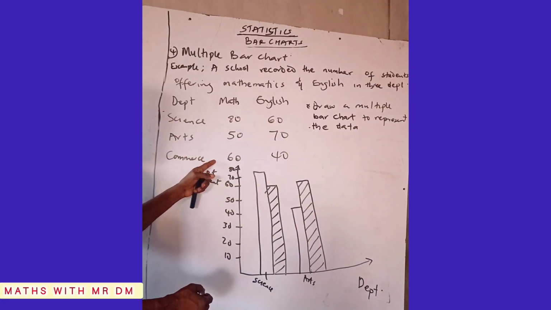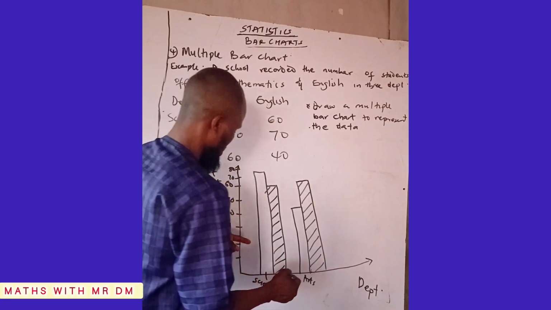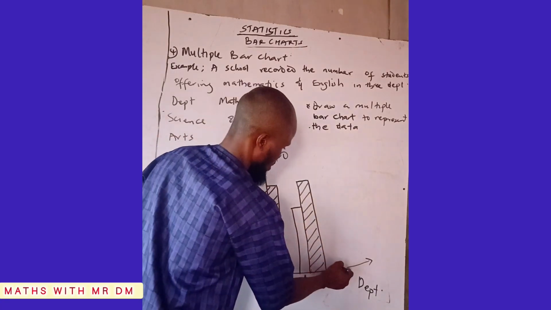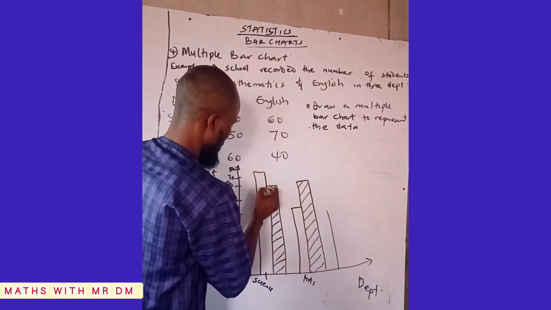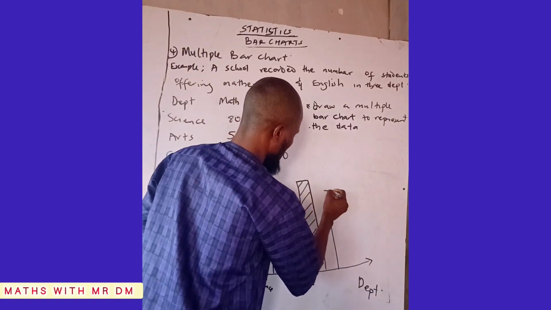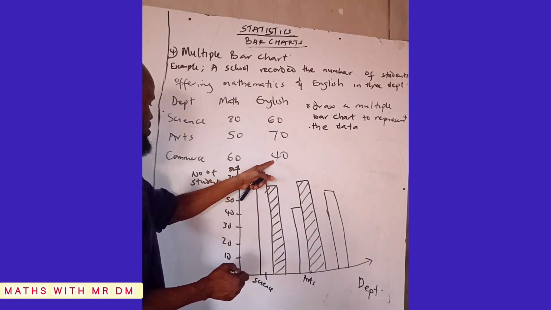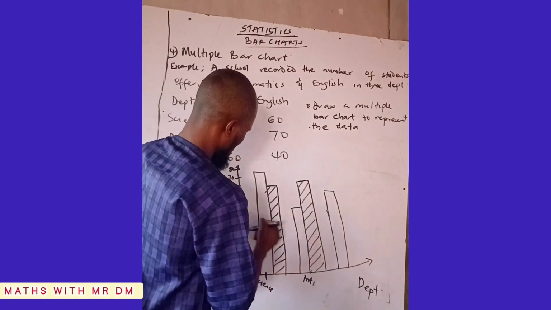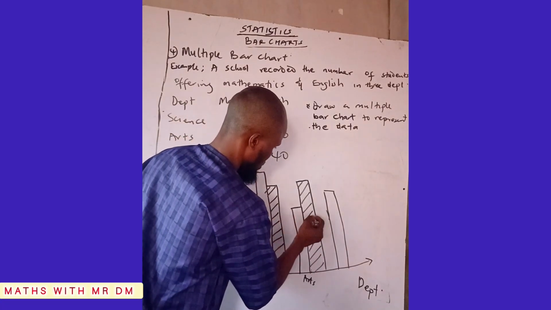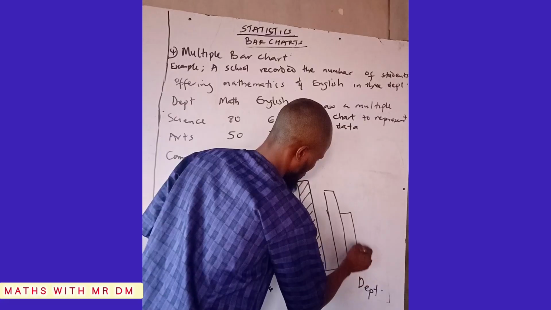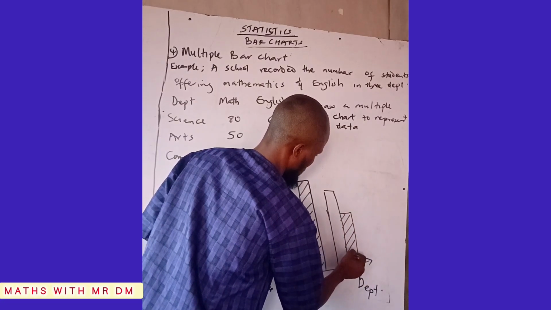And the last one is commerce. They have 60 students in mathematics. 60 is here. So we're going to go to where 60 is. So we're going to trace it. 60 is somewhere around here. We draw it down. And they have 40 in English. English is 40. 40 is somewhere around here. As usual, you're going to shade this to differentiate it.